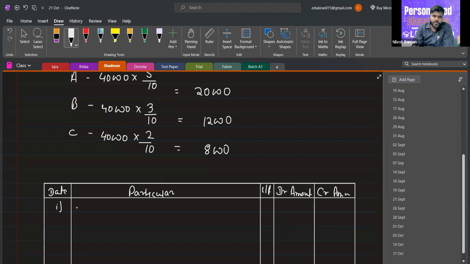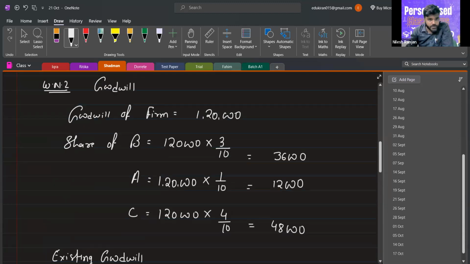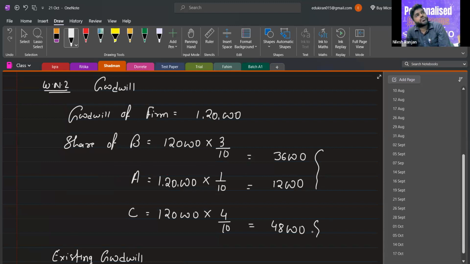So the first entry is for valued goodwill or existing goodwill. In valued goodwill, B and A are sacrificing partners and C is the gaining partner only. Can you tell me the journal entry? A capital account debit 12,000. B capital account debit 36,000.